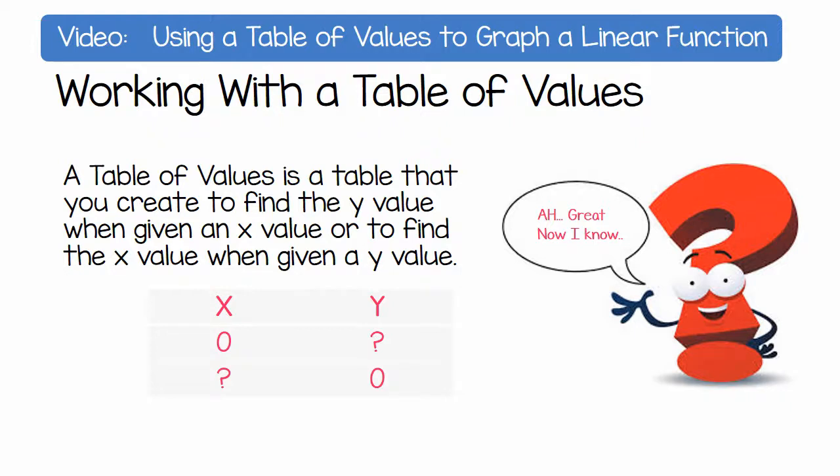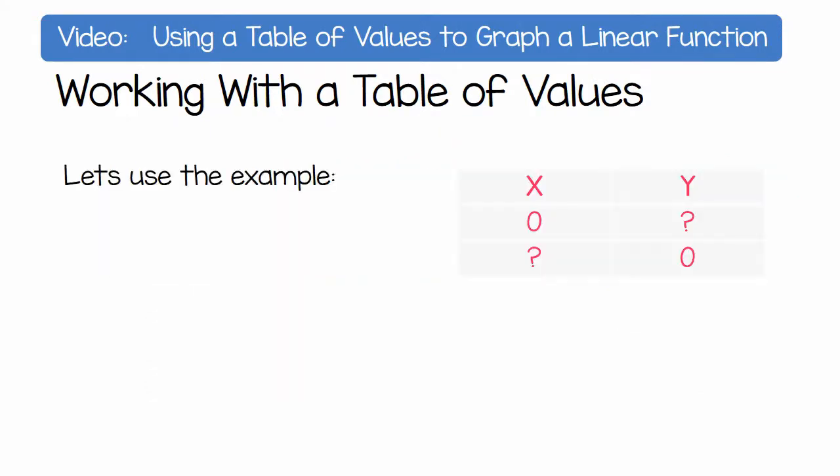We would put an x and y value in 2 columns. In the first row, we would put the heading x and y. In the second, we would put 0 for x and a question mark for y. And in the third row, we would put a question mark for x and 0 for y. Now we need to fill that in.